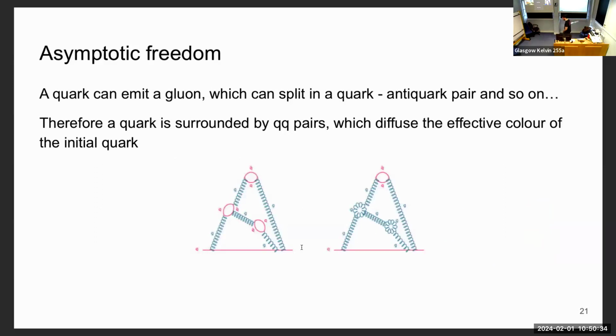That was confinement; now asymptotic freedom. We know that a quark can emit a gluon, which can split into a quark anti-quark pair and so on. It's going to be very messy. So the initial quark is surrounded by, if you think about reconstructing the history of a quark, other quark anti-quark pairs, which are diffusing the effective color of the initial quark. So a sort of screening of this color charge.